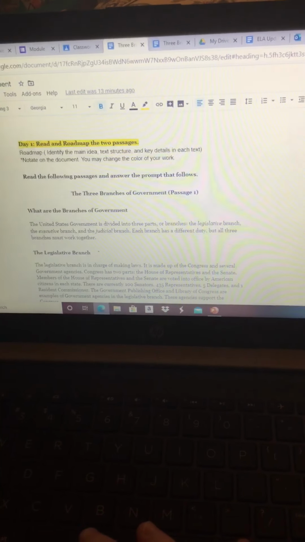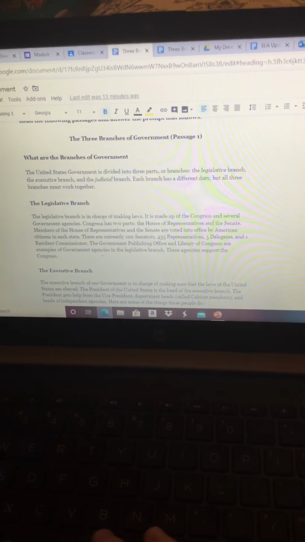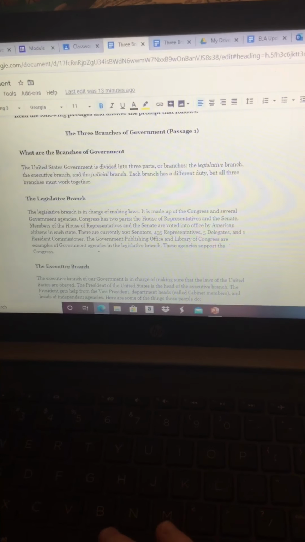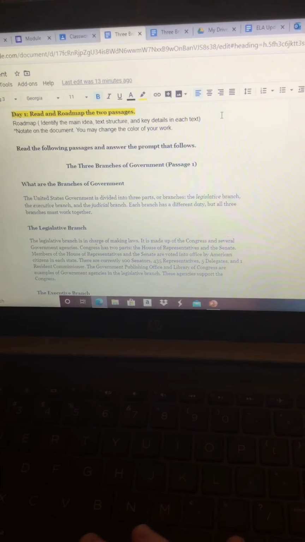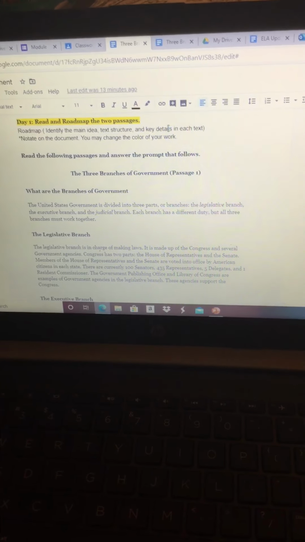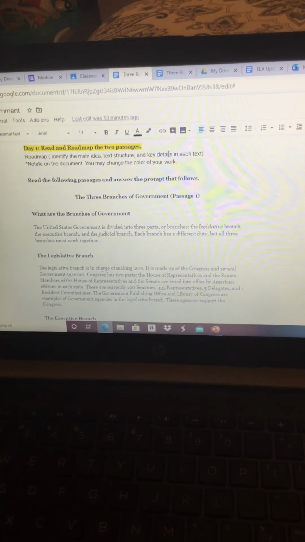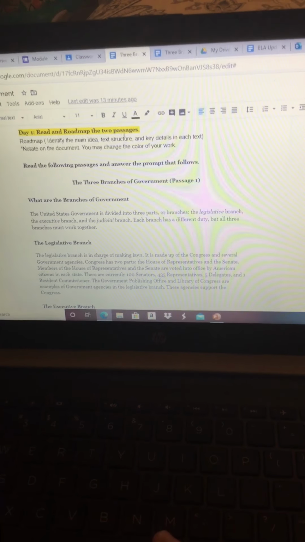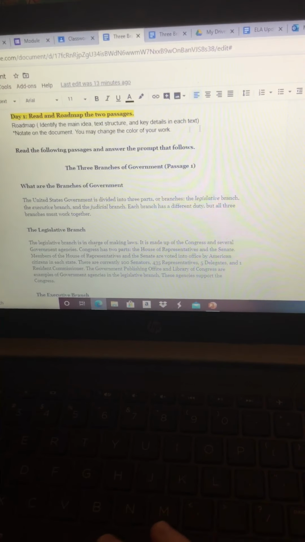So what your child is expected to do on day 1 is to read the passage just one time through. And then the second time, really read for understanding, and that's where they're going to roadmap. So road mapping means they're reading for understanding and trying to identify these concepts that I'm looking for. The main idea, text structure, and key details.